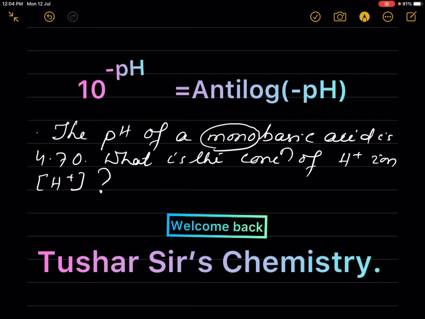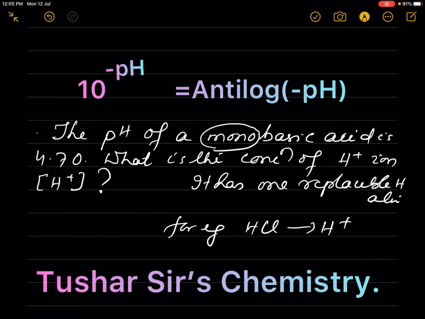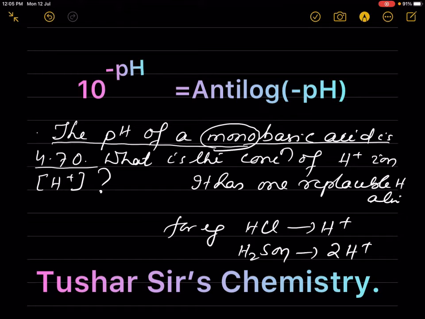Monobasic means it has one replaceable hydrogen atom. For example, HCl is a monobasic acid because it can give one H plus. H2SO4 is dibasic because it can give 2H plus. So the question is, the pH of a monobasic acid is 4.70. What is the concentration of H plus ion?